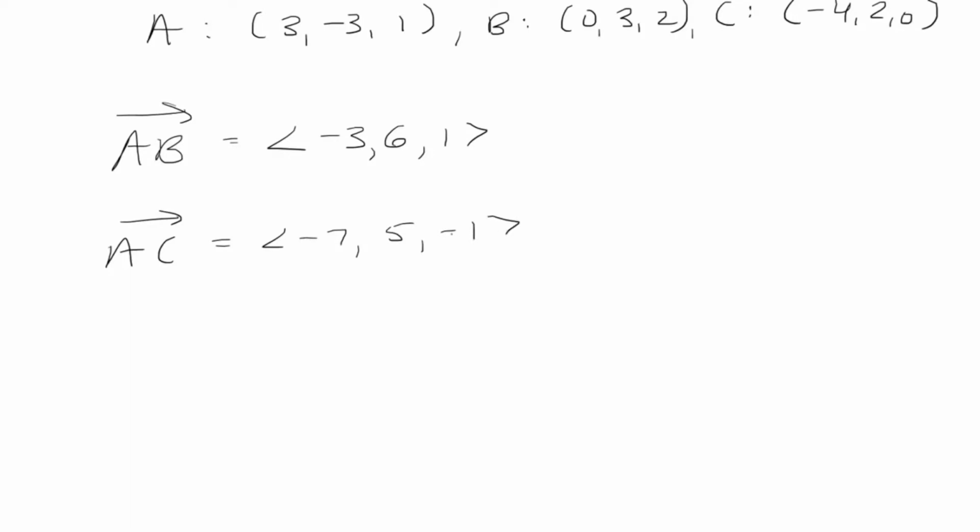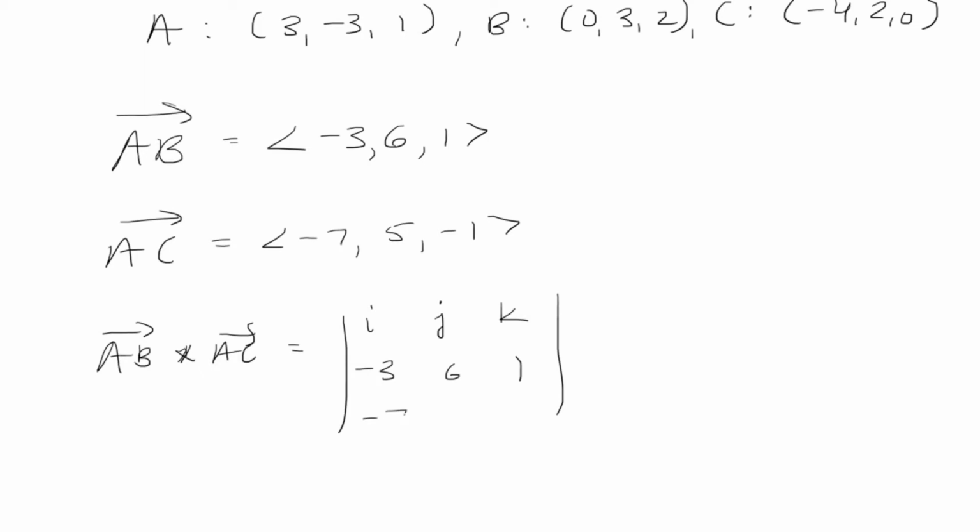Okay. Now we want to find the cross product of these two vectors. So with the cross product, the first row is always going to be i, j, k. And then we're going to put vector AB first, since that's the first vector here. It's negative 3, 6, 1. And then vector AC. Okay, so take the determinant.